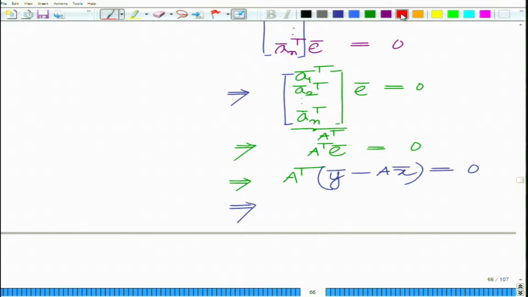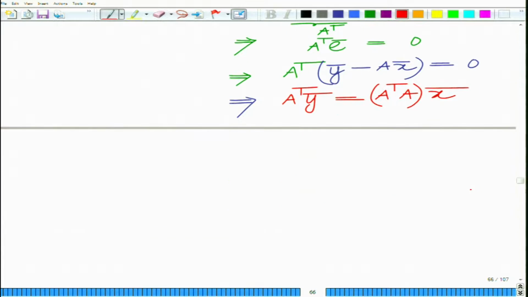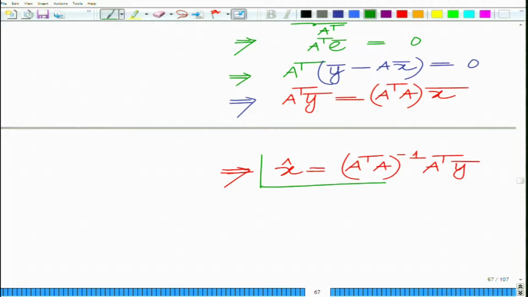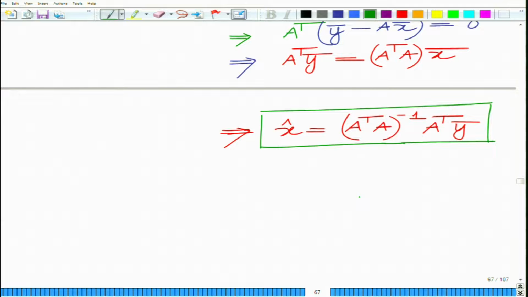Now you observe something interesting: A transpose Y bar equals A transpose A into X bar, which is the condition that we had already seen. This implies that the best vector X bar that minimizes the error, that is X hat, equals A transpose A inverse A transpose into Y bar. So, again you get the least square solution.